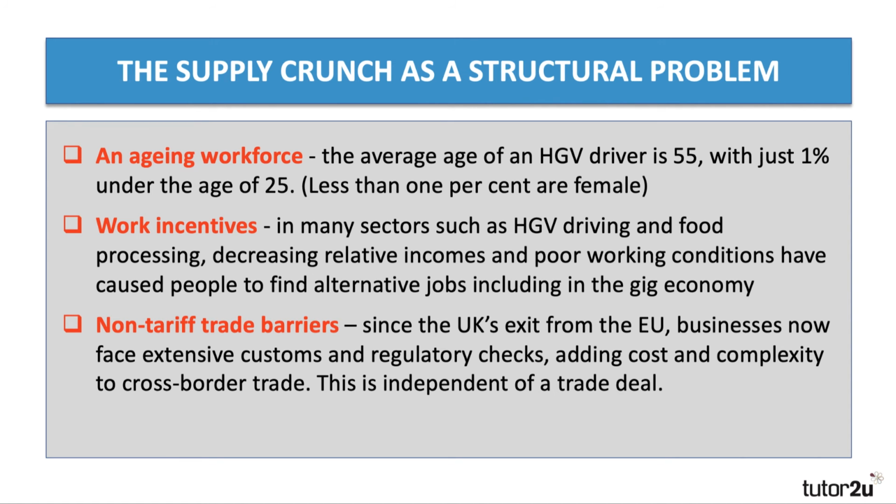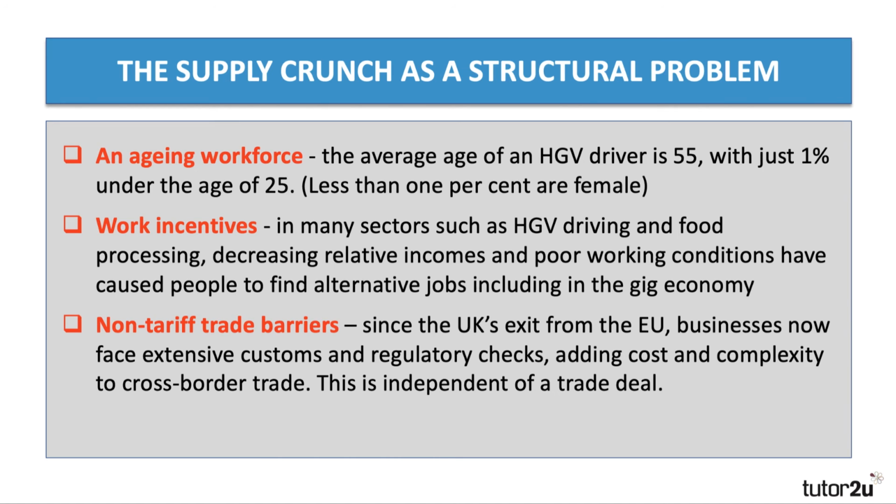I think the crucial point here is to think about some of the longer term causes of the supply crunch. And here are three that really aren't changed by a minimum wage, really, or by temporary changes to the visa system for hauliers and for poultry workers. I mean, fundamentally, the UK has an ageing workforce. If we look at the lorry drivers in particular, the average age of an HGV driver is 55. Only 1% of drivers are under the age of 25, and less than 1% are female. So there are some quite clearly long-term structural issues that will need to be addressed here if we're going to overcome this supply crisis.